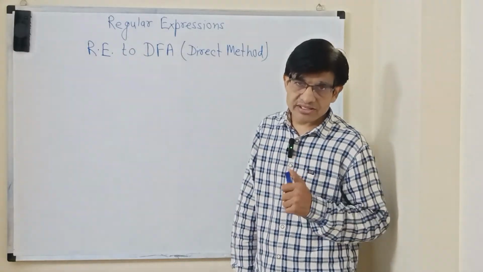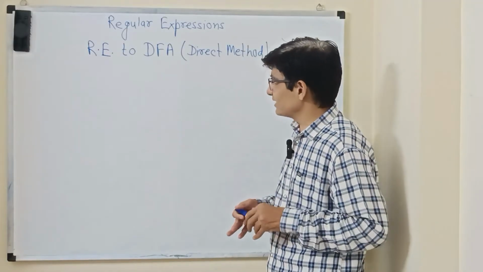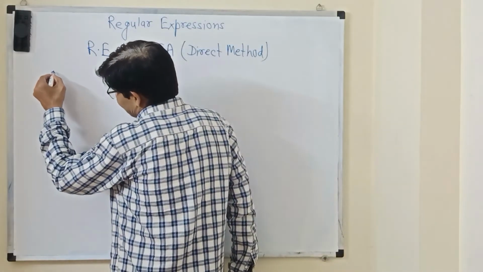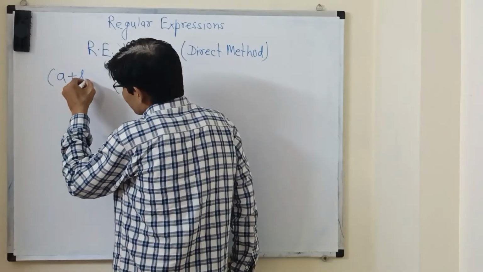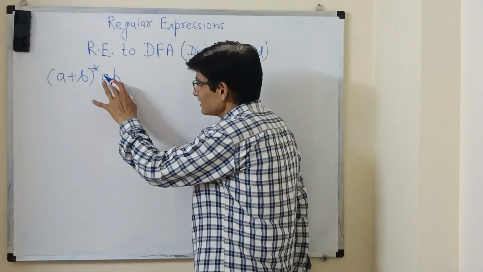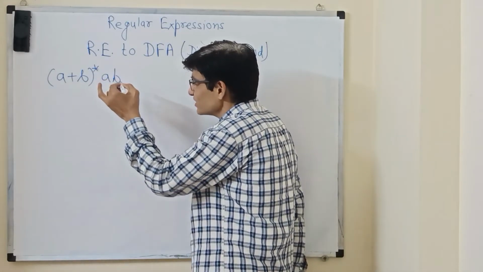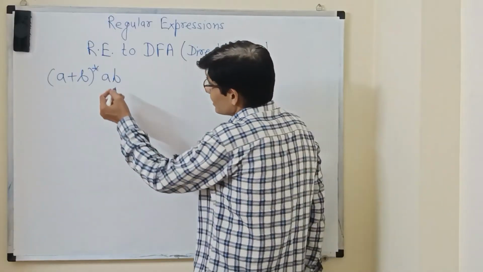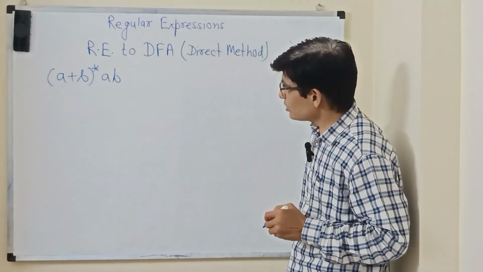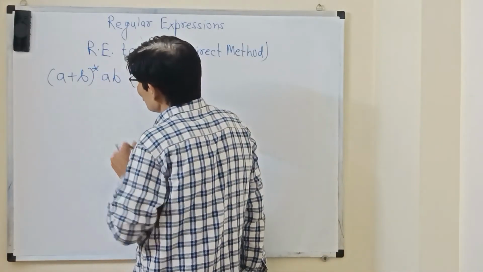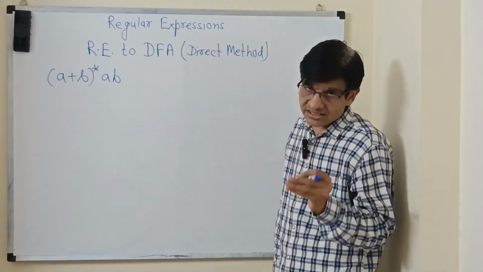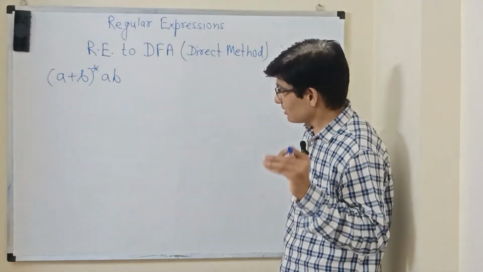So now friends, we will take one regular expression as an example and we will start converting it into a DFA. I'm taking the regular expression (a+b)*ab. This is the regular expression for representing all strings of a and b ending with ab. So we need to convert this regular expression into a DFA using the direct method. Now we will apply the steps of conversion one by one.